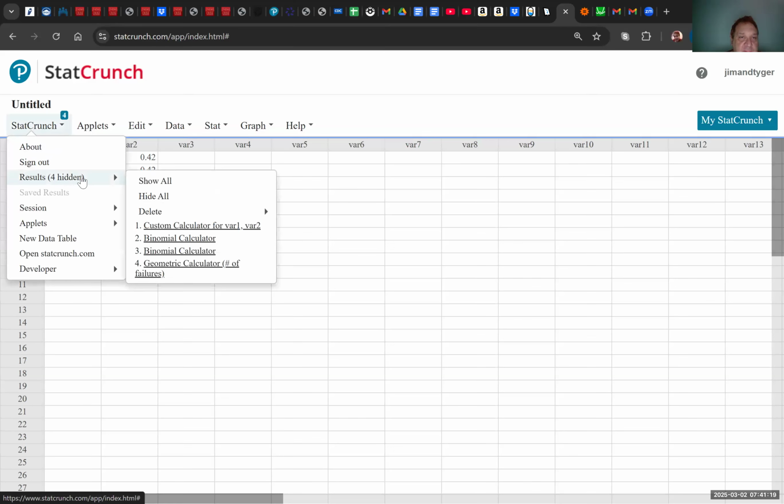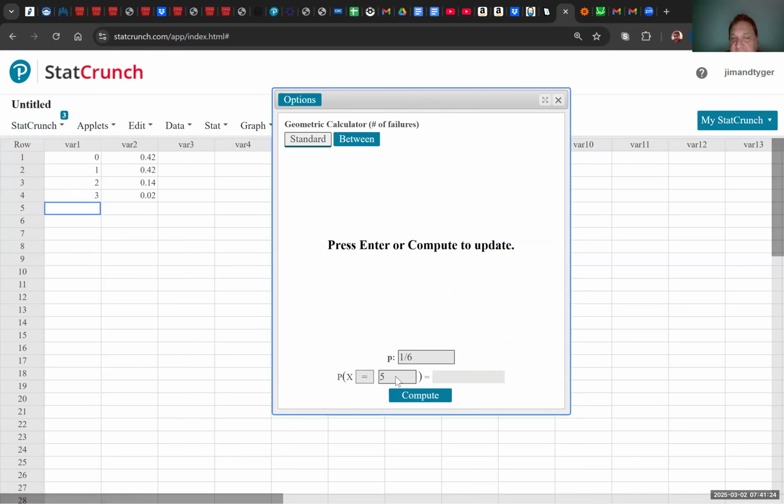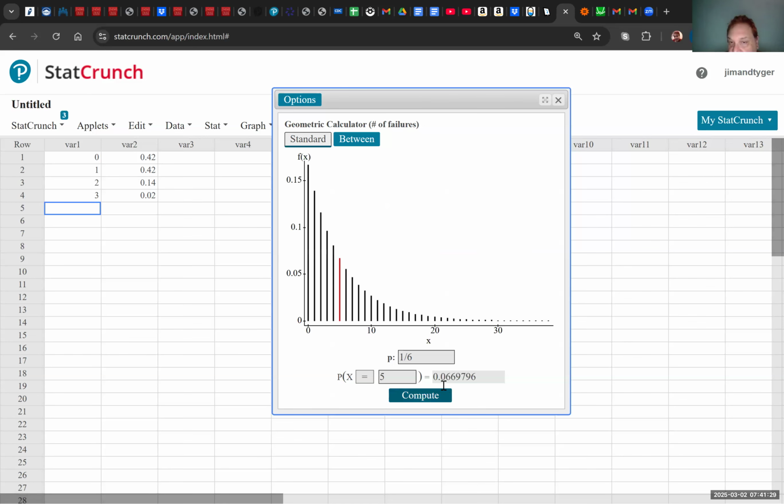Let me go to my hidden results. I want the geometric calculator. So the probability of the 5th one being a success is 0.0669. And you can see the little red line here is at 5. 1, 2, 3, 4, 5, right? This is the probability of, I guess, 0, 1, 2, 3, 4, 5. I should have started with 0, but this is the probability that it would take 5 observations in order for me to get my first 3. So let's double check that.